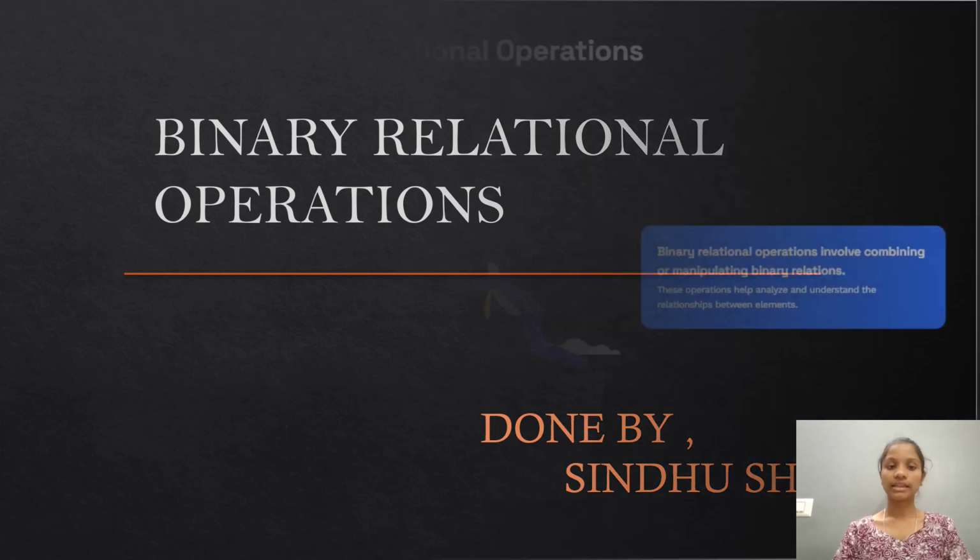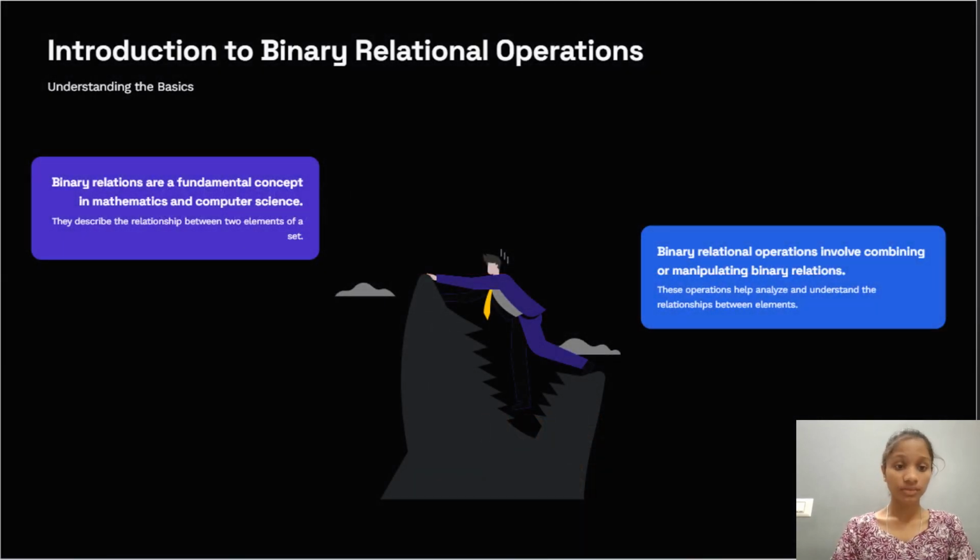So, what is binary relation operation? It is a fundamental concept in mathematics and computer science. It describes the relationship between two elements of a set. So, binary relation means if there are two sets. For example, I'm taking this concept from DBMS. If we have two entities or two tables, we'll define a function or operations in between the two tables.